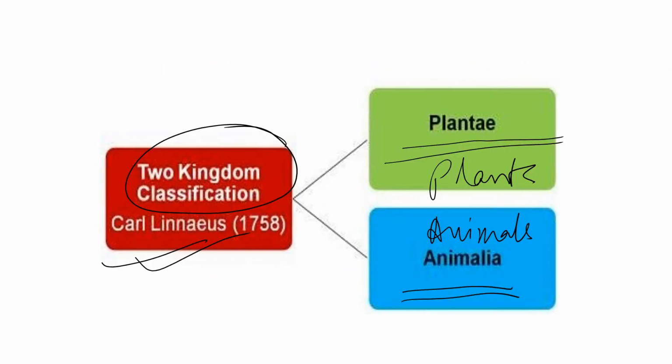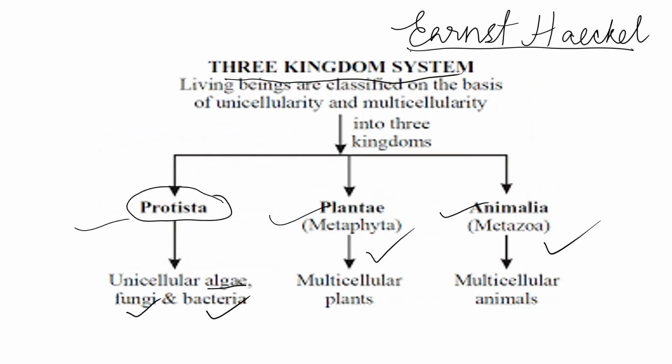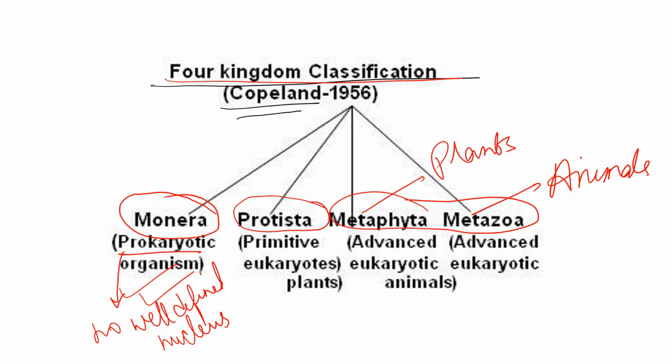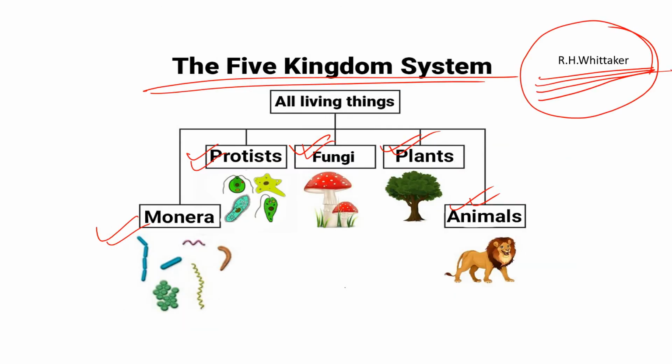So have you understood how this classification came about, from 2 kingdom by Carl Linnaeus to 3 kingdom classification by Ernst Haeckel, 4 kingdom by Copeland, and then the final 5 kingdom system by R.H. Whittaker. Okay, so please rewatch this video once again. Thank you.